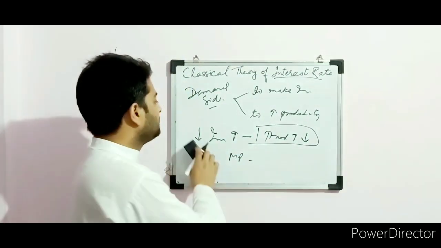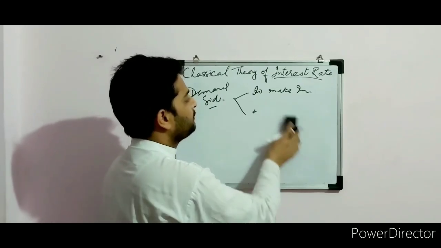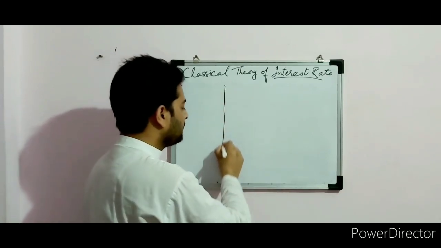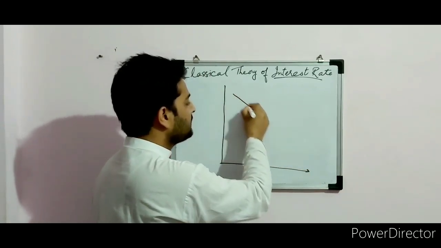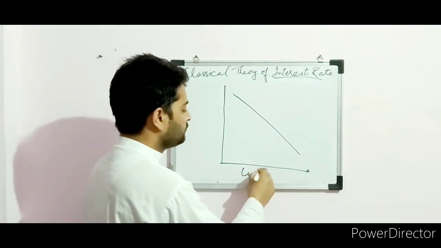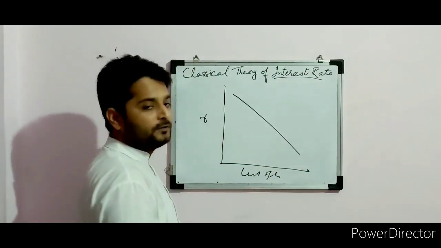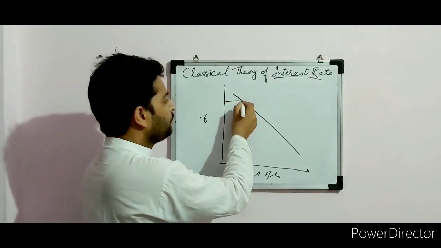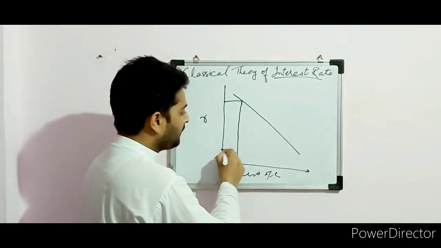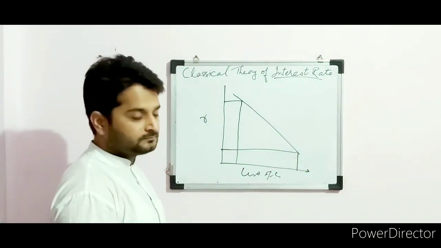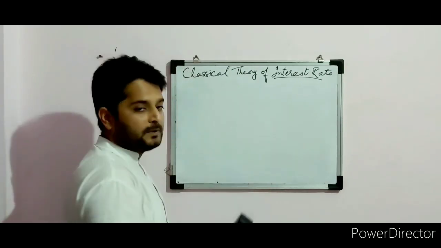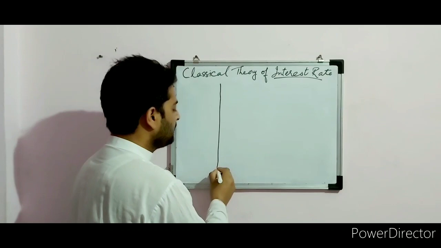So this means that there is an inverse relationship between the rate of interest and the demand for money, and that's why the demand for money curve is a downward sloping curve. Here we take units of capital and here the rate of interest. At a higher rate of interest we demand less capital, and at a lower rate of interest we demand a higher amount of capital.